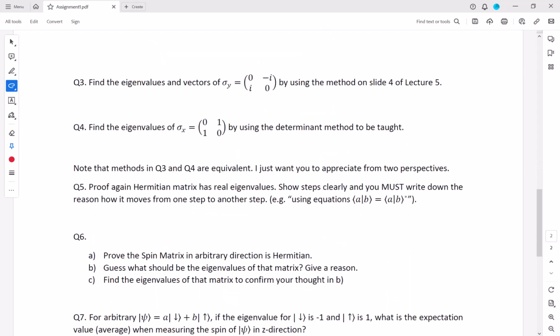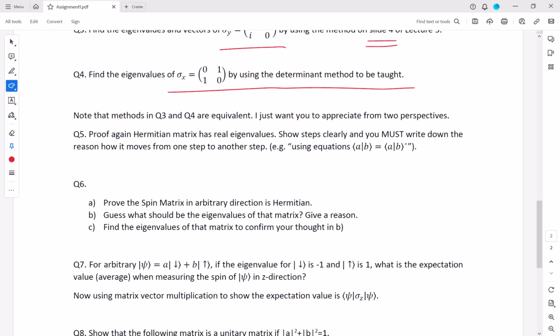Now here is about the eigenvalue. We spent a lot of time last time to find the eigenvalue. On Wednesday, we will use another method to find the eigenvalue. So you decide which method to use, right? But actually, for the first one I asked you to use slide 4 from lecture 5, which is just by solving the equation, to find the eigenvalue and eigenvector of sigma y. And then here is to find the eigenvalue of sigma x using the determinant method from Wednesday. Okay? And Q3 and Q4 must be the same.